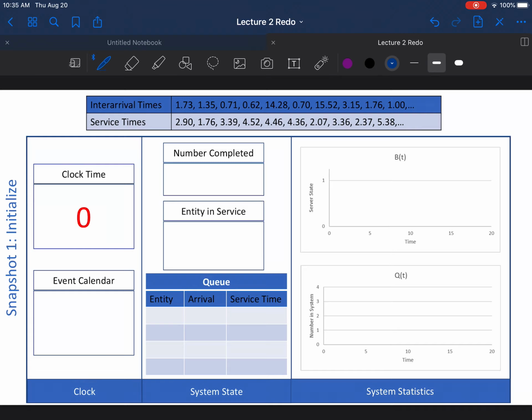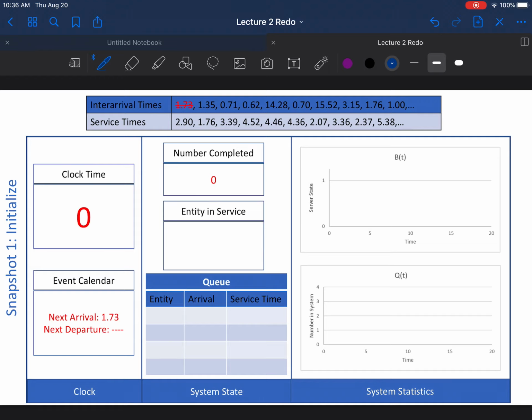So the first snapshot is for a clock time of 0. This is the initialization. And we immediately can fill in the event calendar for what happens next. That would be the next arrival. There's no departure because we're initializing. There's nothing in system right now. So we can take this arrival time, and that's what we fill in down here, and we don't need a departure time.